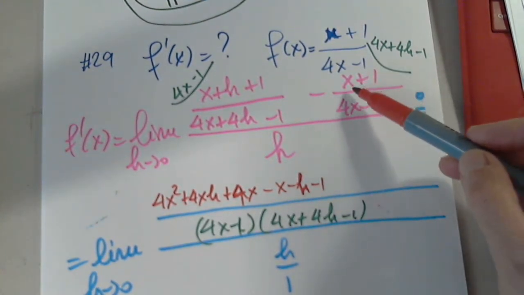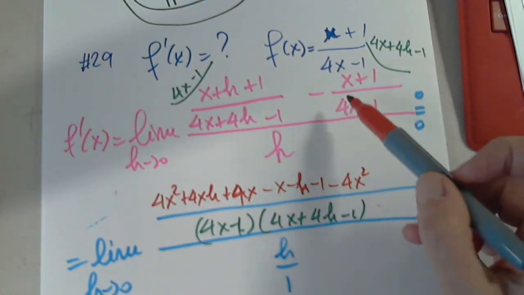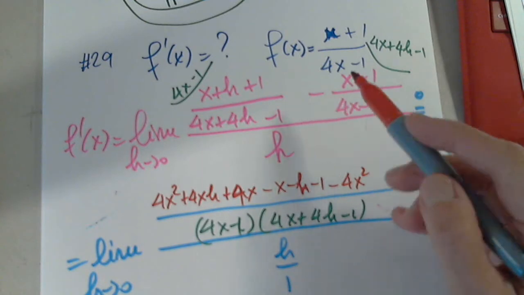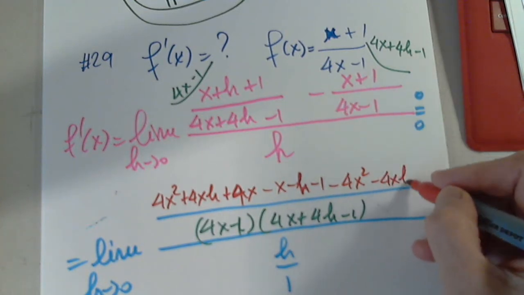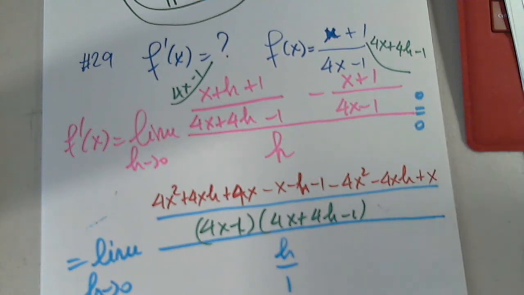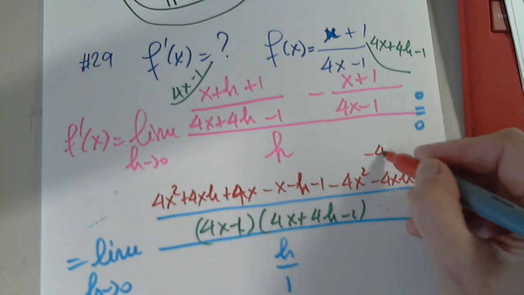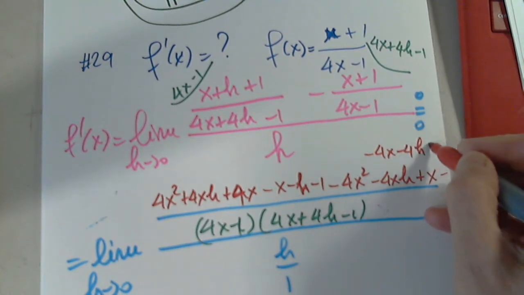Okay, so x times 4x with minus in front. Negative 4x squared. x times 4h with minus in front, negative 4xh. x times negative 1 with minus, so this is plus x. Negative 1 times 4x, I'm going to continue here. Minus 4x, minus 4h, and plus 1.